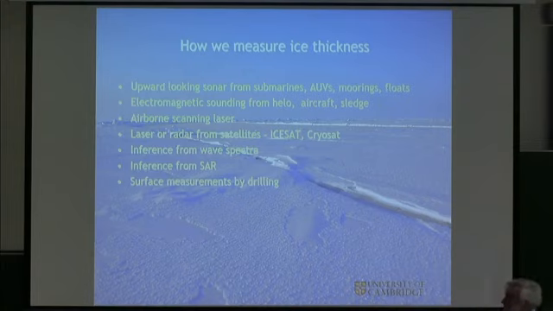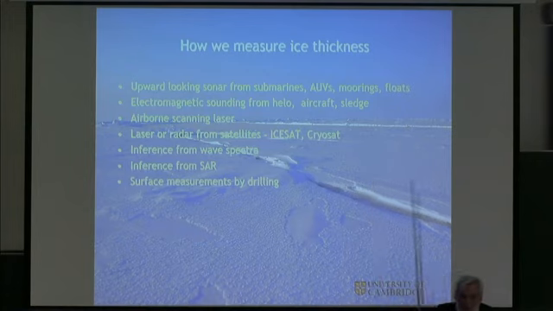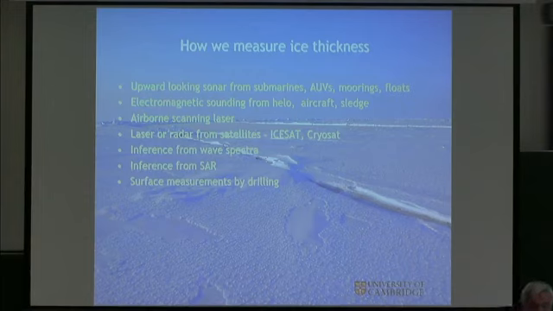So these are the methods that we have for measuring ice thickness, and all of them have drawbacks. The one that's been used the most is upward-looking sonar, which you can use from submarines, AUVs, from moorings with a moored sonar, or from neutrally buoyant floats. This gives you actually the draft of the ice, which is almost 90% of the thickness, but it's still not the thickness. So this is a method of measuring ice draft, but it does give you the profile of the ice bottom, which is something you need for statistical studies.